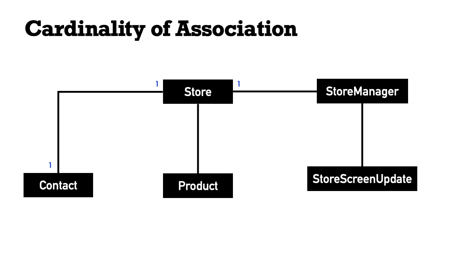Now let's define the relationship between class store and store manager. One store will be managed by one store manager. How about between class store and class product? In one store, it can have 0 or many products. The association of these two classes can be modeled as one-to-many.